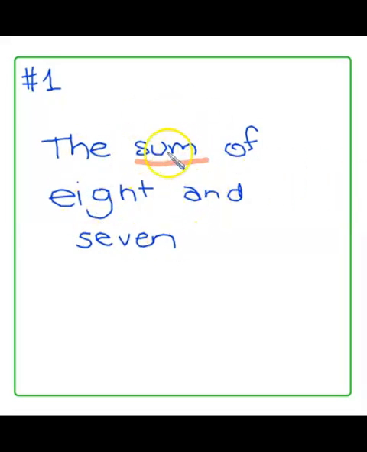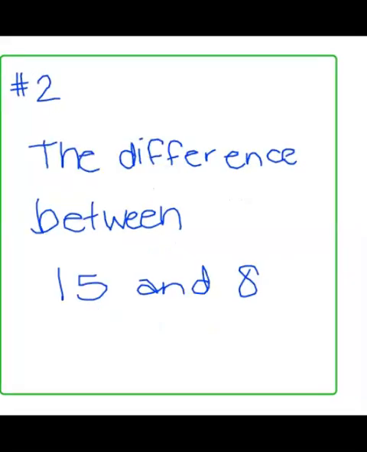So if we saw something like this, we would need to write the sum of 8 and 7 means we would be doing 8 plus 7. Now we don't need to put an equal sign on here. All it's asking us to do is write down what this means in numbers and operation symbols. So the plus sign is actually an operation symbol. Okay, number 2 we're going to do together.